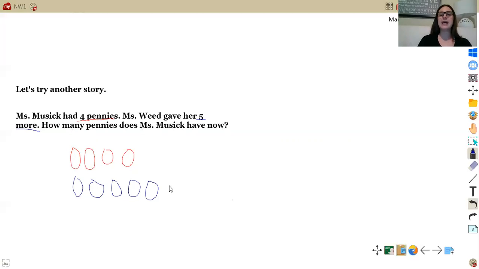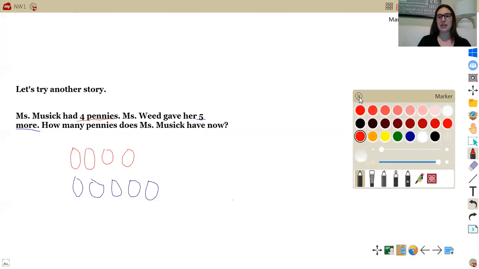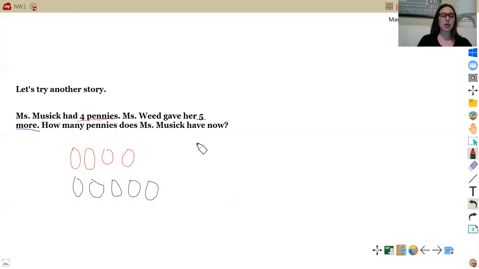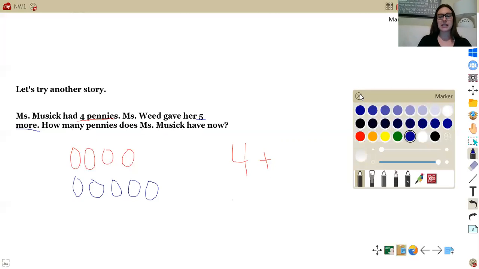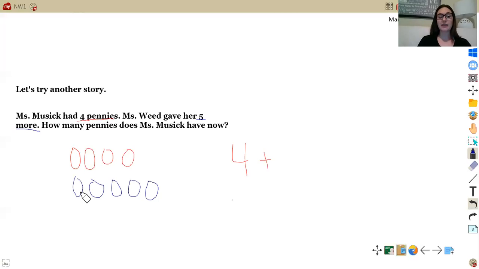So what I'm going to do right now is write the beginning of my number sentence, so then I can quickly fill in how many she has altogether. I see that Miss Music started with 4 pennies first, because I can see that I have 1, 2, 3, 4 circles in red. So I'm going to write 4 plus, and then I'm going to change my color just so you guys can see. And then I see that Miss Weed gave her 5 because I have 1, 2, 3, 4, 5 circles in blue. So 5, and then I'm going to go equals, because now we can figure out our total.